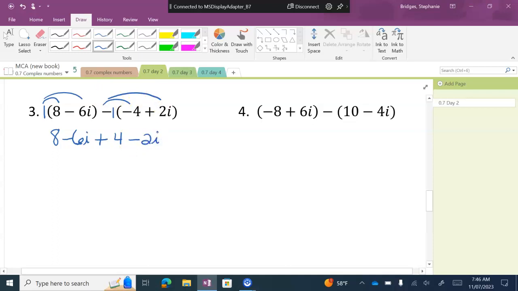And then we just do like we've been doing, combine our real parts together. A +8 and a +4 gives me 12. And then a -6i and a -2i gives me -8i. And then there's nothing else I can do because those do not have like terms.